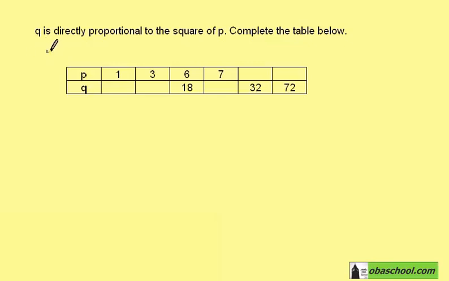We're given that Q is directly proportional to the square of P. Given this information, we want to complete the table below.